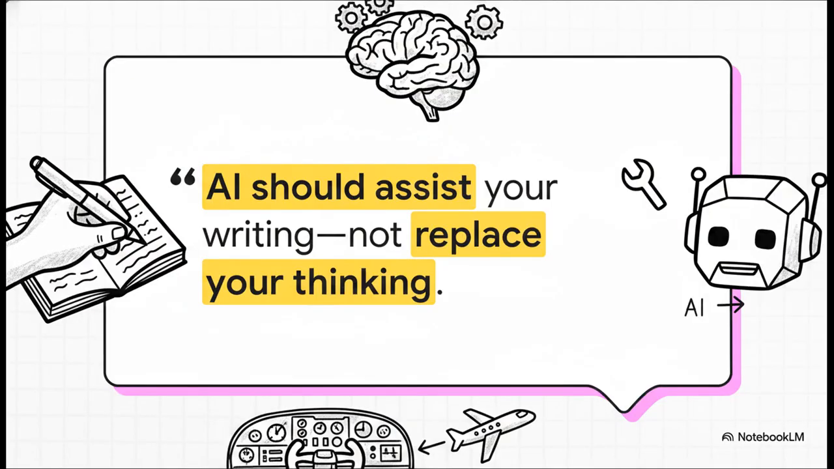Which brings us to the absolute golden rule of academic integrity. AI should assist your writing, not replace your thinking. Blindly copying AI-generated text without doing manual verification is the absolute fastest way to get desk rejected by a journal, or much worse, find yourself facing an academic integrity board. You have to be the pilot. The AI is strictly the co-pilot. Perfectly said. At the end of the day, you own the final output. The science has to be yours.